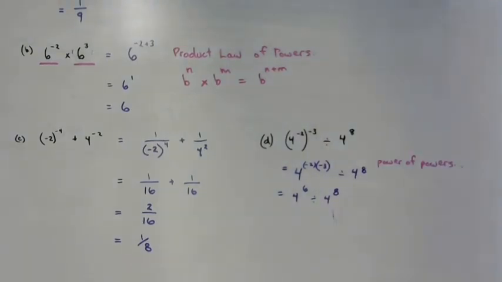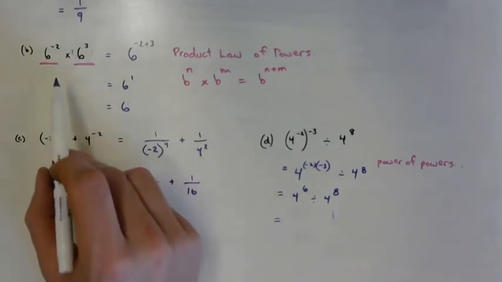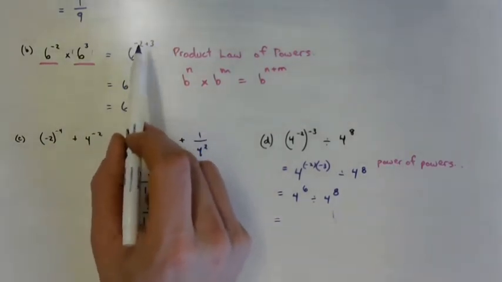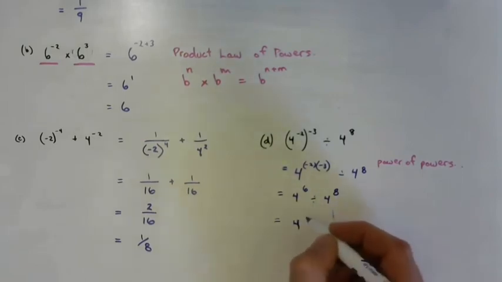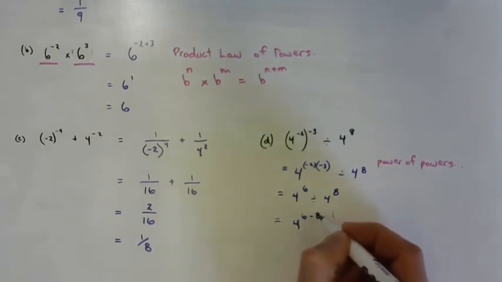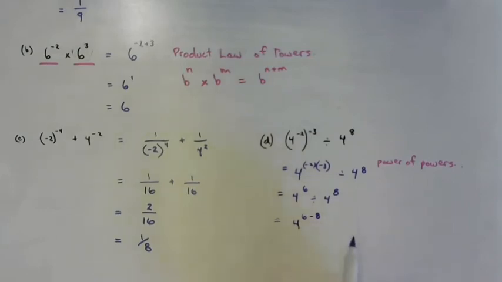And now I have the quotient rule because I have the same base in both of these powers and there's division in between them. So it's the opposite really of our product law over here where we added the exponents. Now we're going to subtract the exponents. 6 minus 8. Please do not accidentally put 8 minus 6 just because 8 is bigger and you like doing that. That would be wrong. Okay, it's 4 to the power of 6 over 4 to the power of 8, which is 4 to the power of -2. Are we done?